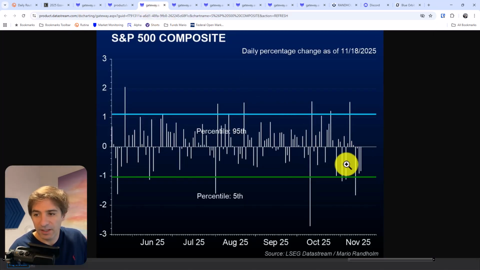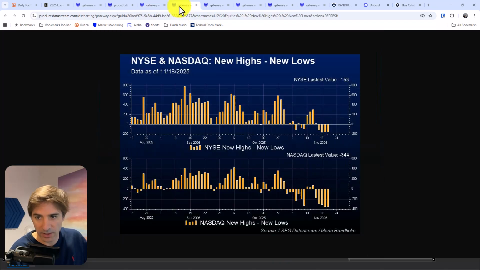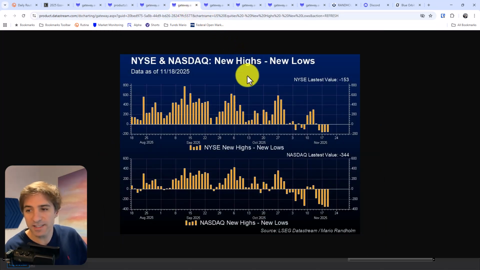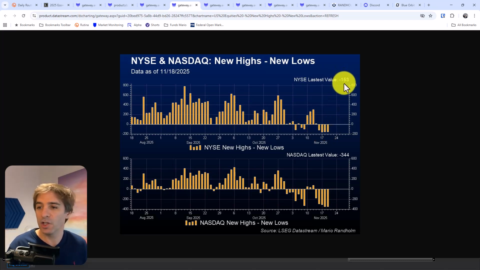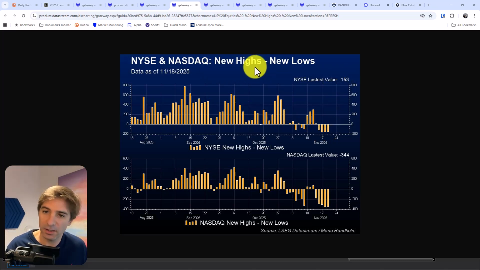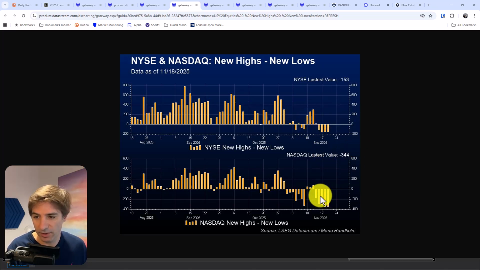What are we having in here? For the last 4 days, 3 of them have been down and strongly down, except one that was almost flat, right? We're taking this into consideration. Yesterday, we had new lows. So this is new highs in New York Stock Exchange minus new lows. We have 153 companies trading lower. In NASDAQ, we have 344. Similar values for the last 4 days. You can see NASDAQ has a little 5th day here, but for the 4 days, similar values.